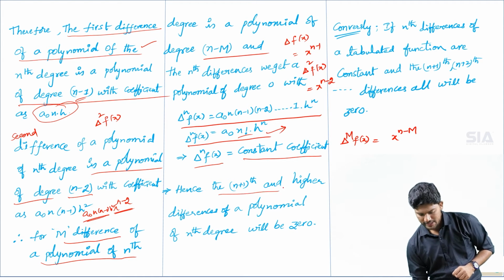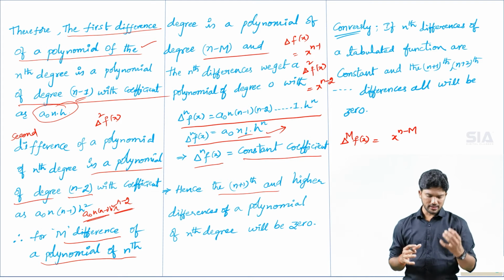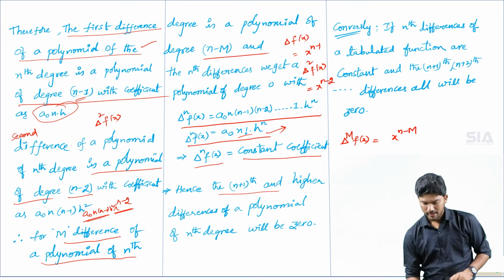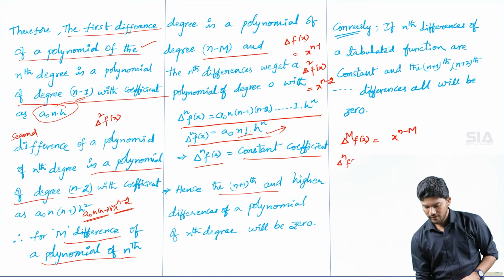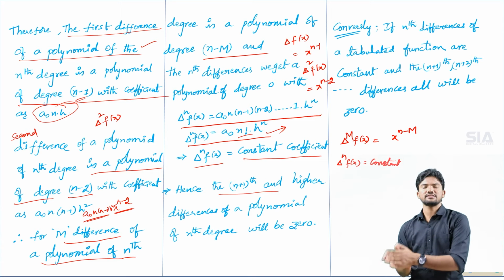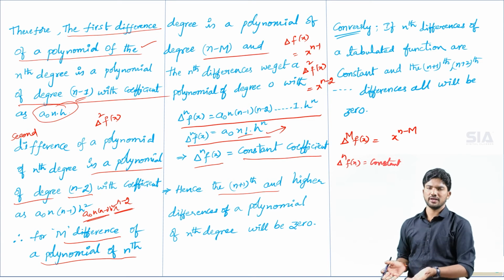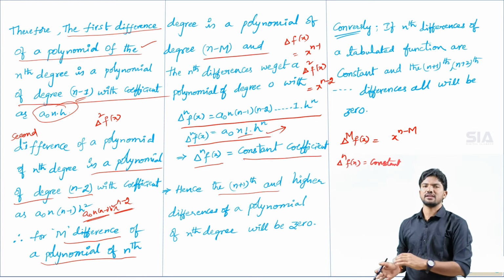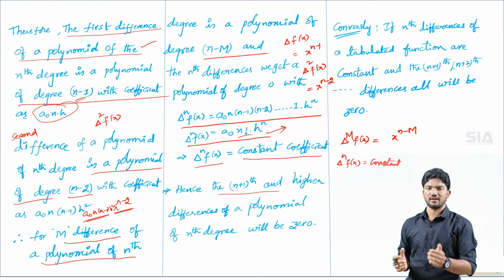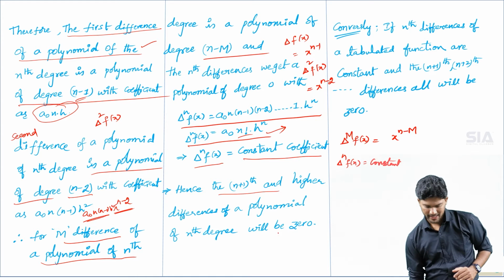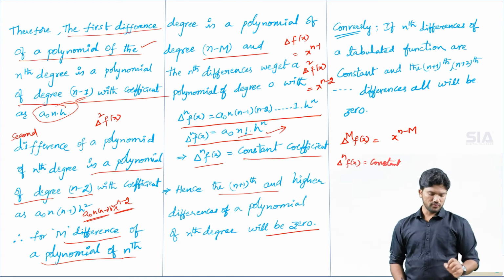Hence the (n+1)th and higher differences of a polynomial of nth degree will be 0. Because for delta power n of f of x we got a constant. After this, if we take the next difference, the difference of a constant becomes 0. Whether n+1 or n+2, all the differences beyond n become 0, since we keep differencing a constant. So you will get all upcoming differences equal to 0. So that is the proof of this theorem.